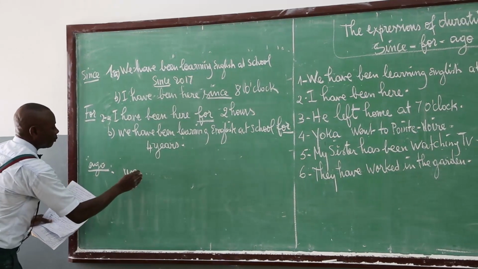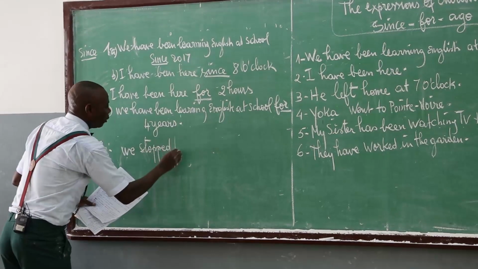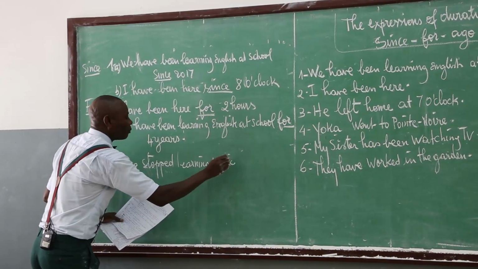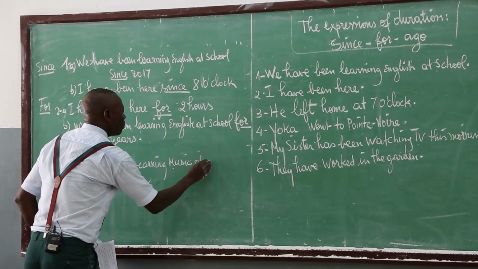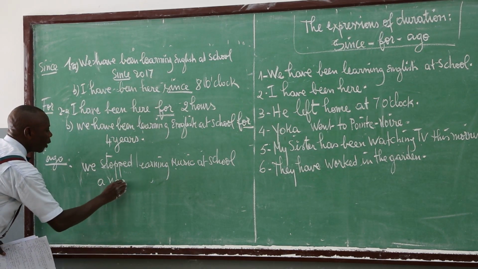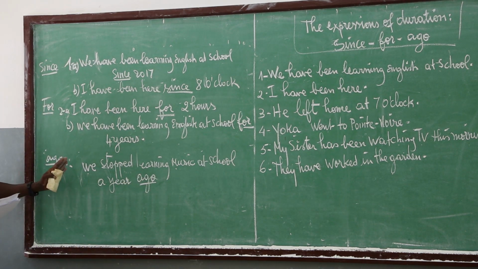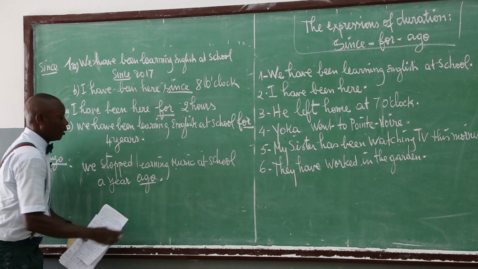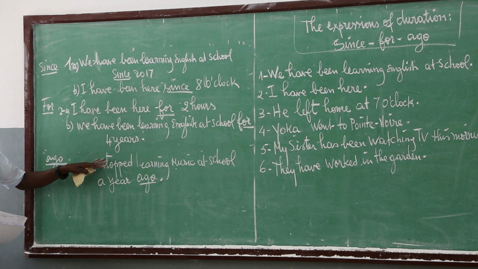We stopped learning music at school a year ago. Ago is placed at the end of a sentence. And with ago, we use the past simple tense.